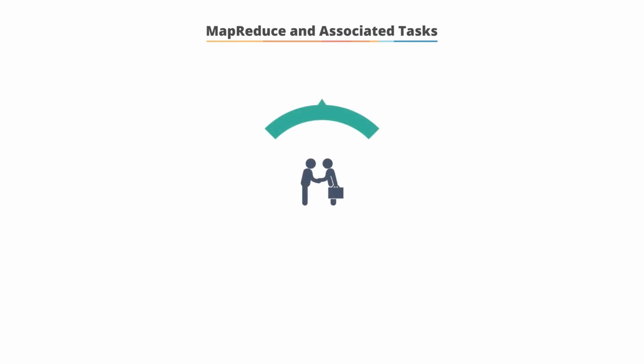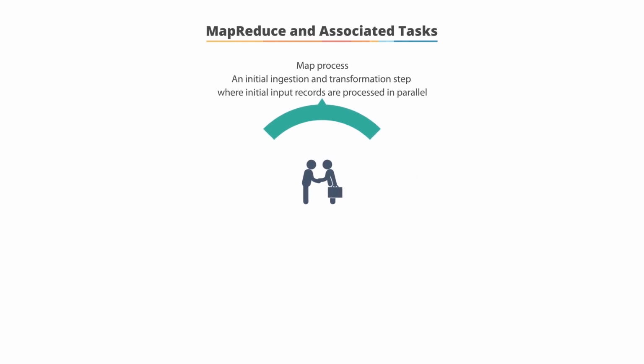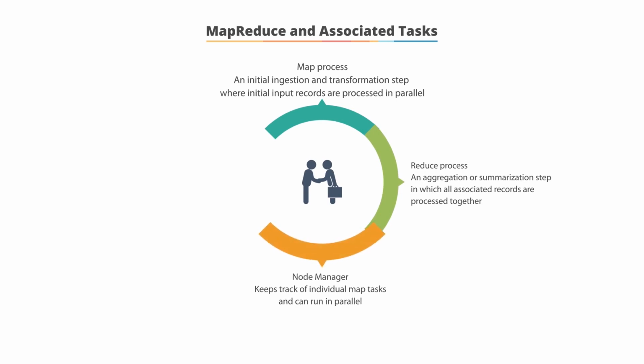MapReduce and associated tasks: the map process is an initial step to process individual input records in parallel. The reduce process is all about summating the output with a defined goal as coded in the business logic. The node manager keeps track of individual map tasks and can run them in parallel.